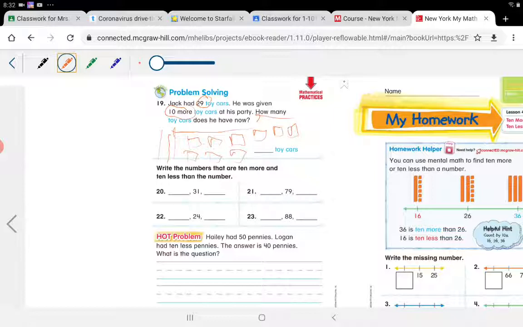What is the question? So this is a little tricky because they're not asking you to solve it. We already have the answer. They told us the answer is 40. They want us to write the question. So to help you, you can look back at number 19 to see how you can form a question from this problem. And then you guys can continue on with the homework page.